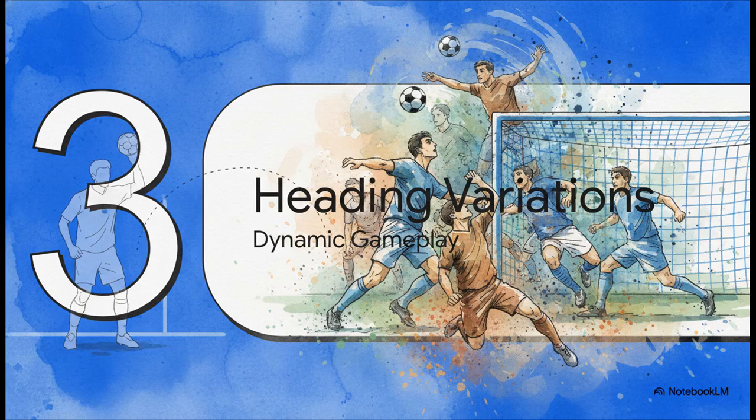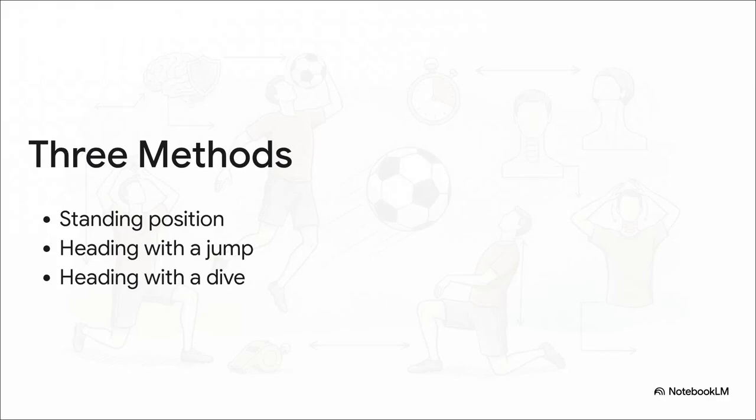All right, Section 3. 3 heading variations. Dynamic gameplay. Now, depending on the ball's trajectory, its height, and just the general chaos of the game, like, say, whether you've got a massive defender breathing down your neck, players will generally execute a header in one of 3 distinct ways.